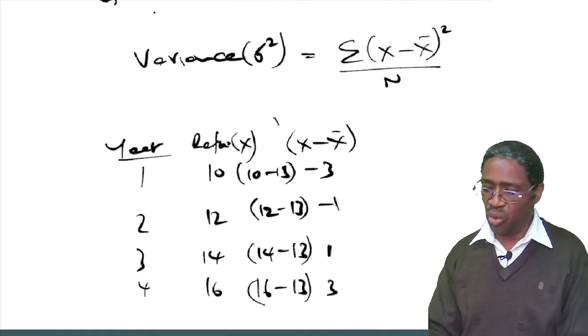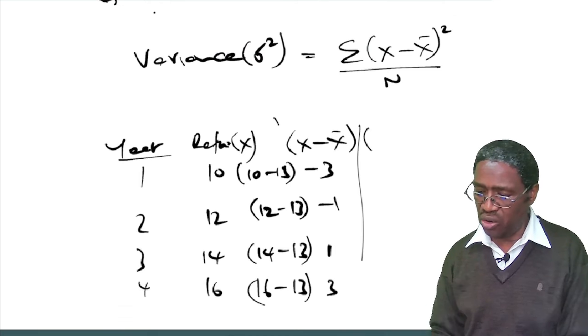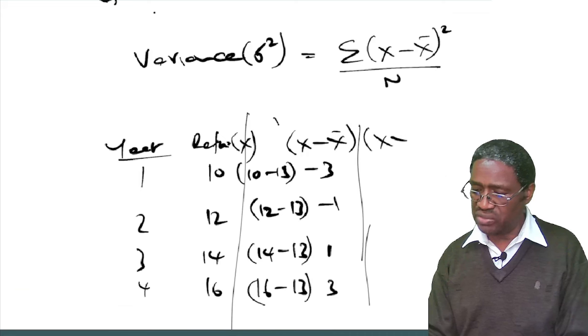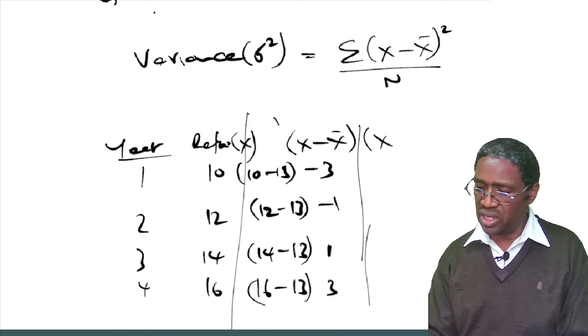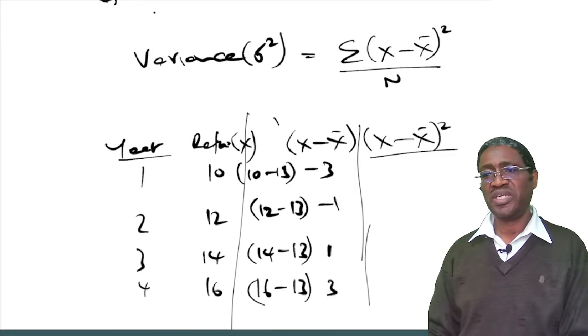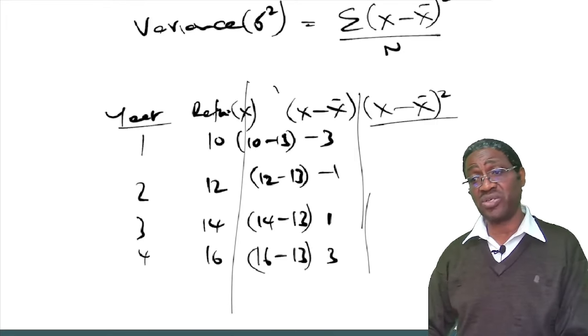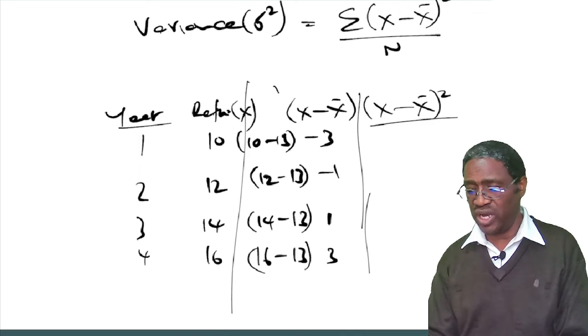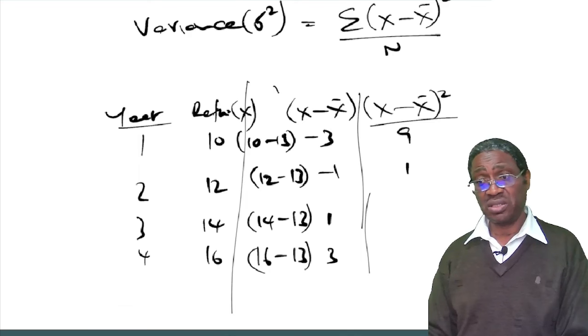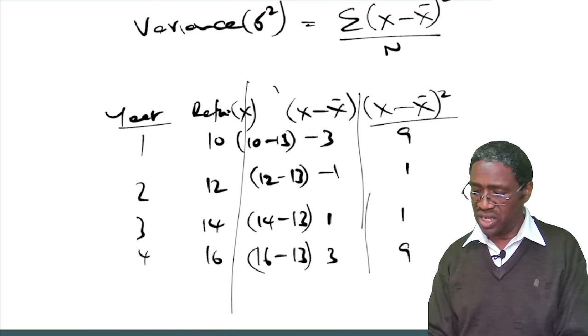Once you get the deviations from the mean, you square them. So we'll be having another column here called x minus x bar squared. Negative 3 times negative 3, or negative 3 squared, that is 9. Negative 1 squared is 1. This is 1, that is 9.